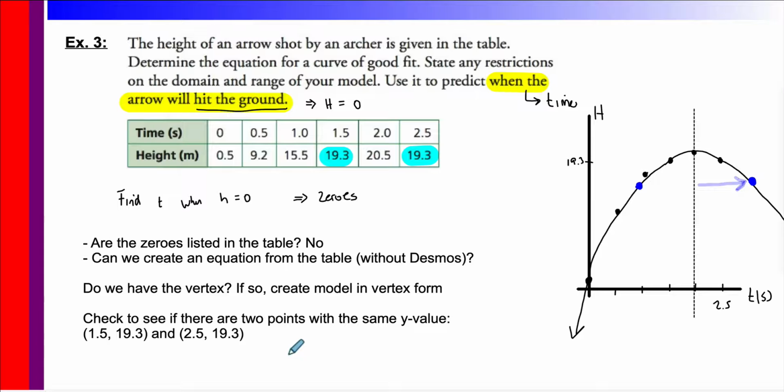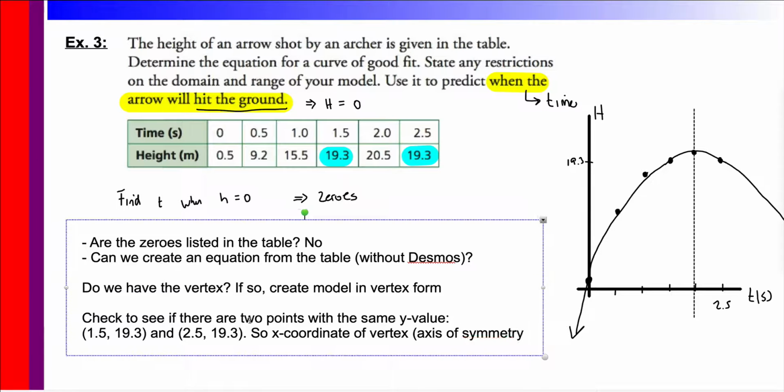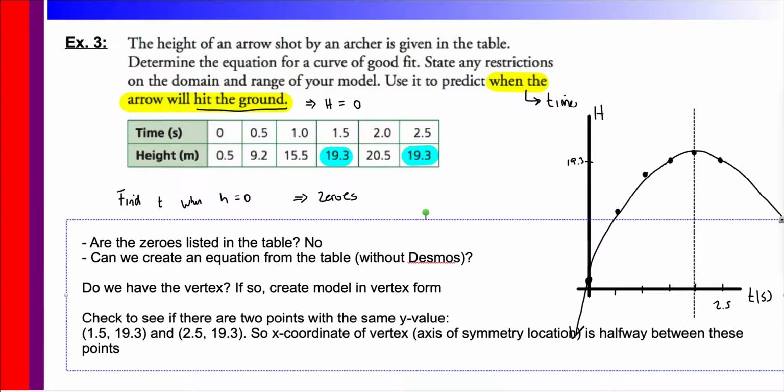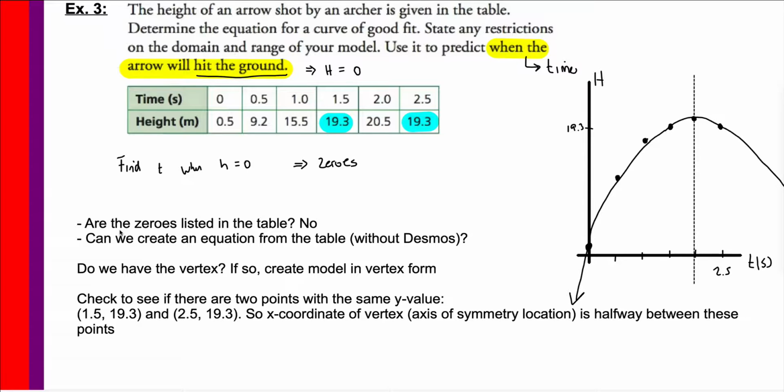And so knowing this, this tells me that the x coordinate of the vertex, or what we know as the location of the axis of symmetry, is halfway between these points. And halfway between those points, we can calculate that quite easily. That's halfway between the 1.5 and the 2.5.